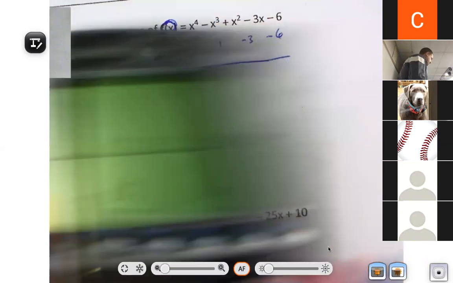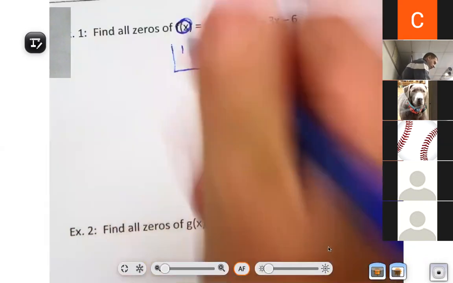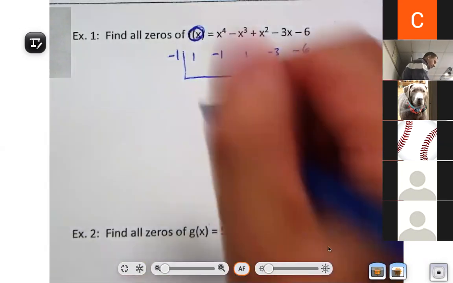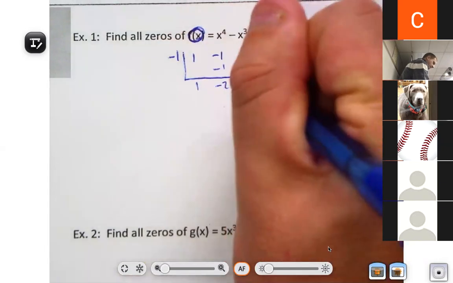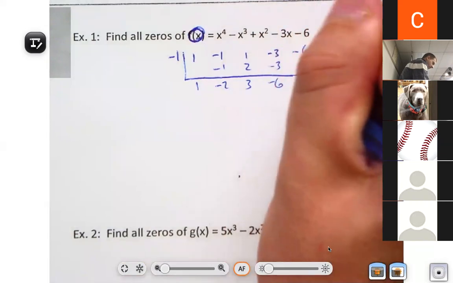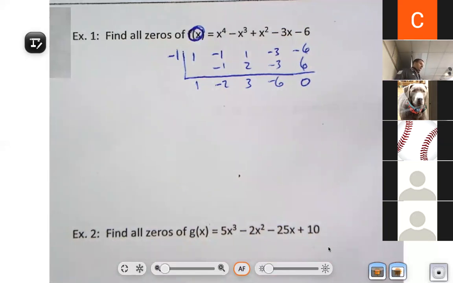And since -1 is the solution, -1 is the number that goes outside. The solutions go outside the synthetic. So I put -1 on the outside, and I should get a remainder of 0. And I do. So I've chopped this down to an x cubed equation.